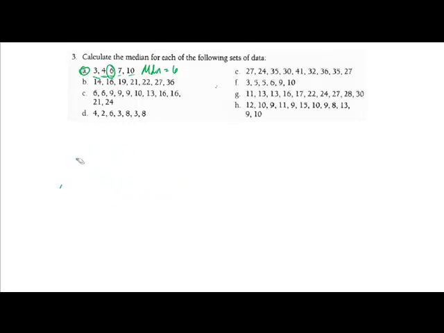Let's do another one. Let's see, an easy one is F, because this is the same one. We have 1, 2, 3, 4, 5, we have 6. So we went from an odd number to an even number. This is where we're going to have to find the average of the two in the middle. 3, 5, 5, 6, 9, and 10.